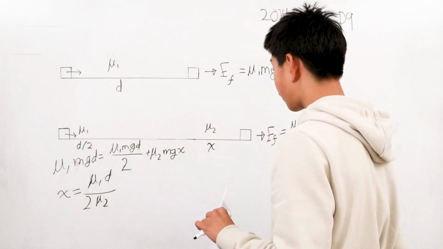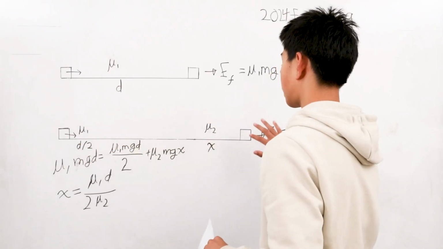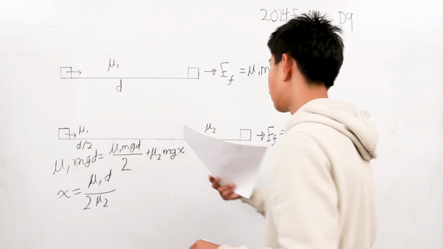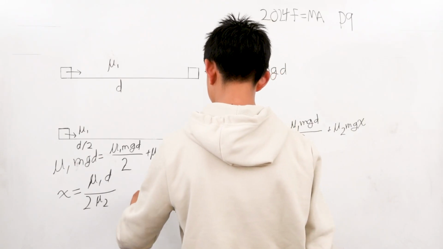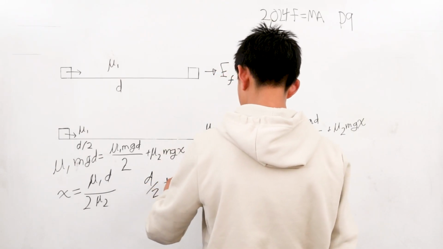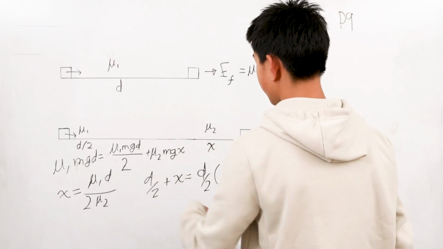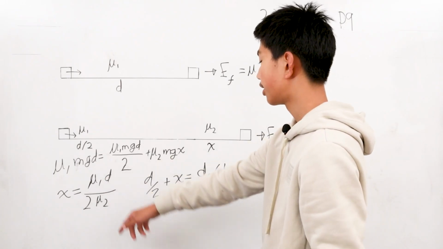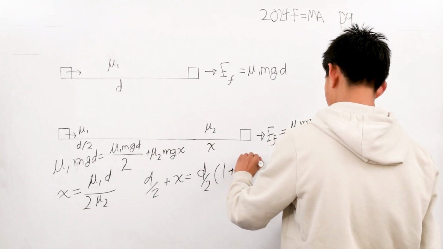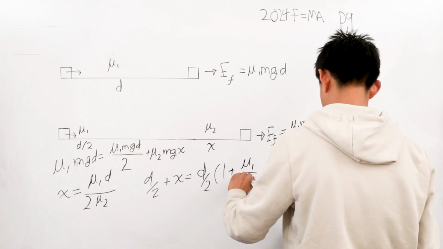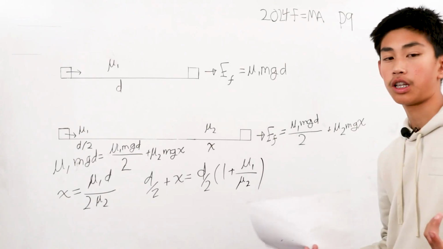We now have that value of x, where we can say that the total distance traveled on the second road is equal to d over 2 plus x. So d over 2 plus x, we factor out d over 2. This is 1 because of this. And then we plug in x equals all this, factor out d over 2, and then this is just mu of 1 over mu of 2. Now we can start plugging in values.